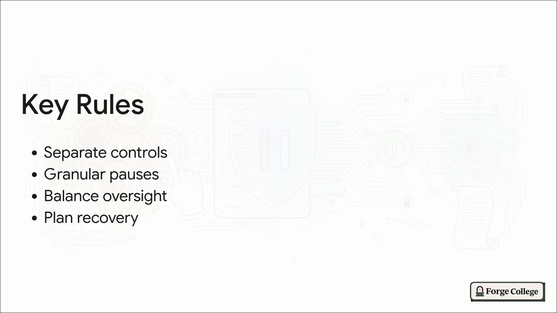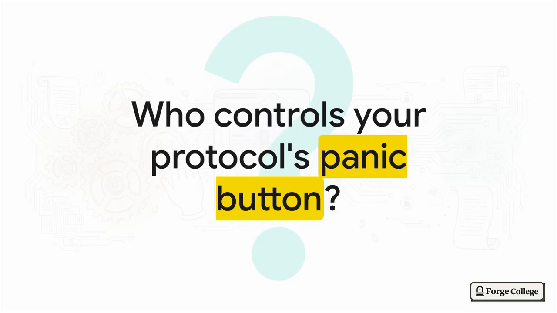Mastering these rules perfectly prepares you for our next lesson, which is all about designing emergency stop strategies. Which leaves us with this final, provocative thought to chew on today. When disaster strikes your protocol, who exactly controls your panic button? Is it a single admin, a decentralized autonomous organization, or maybe a specialized security council? It is a massive governance question, and it's one you absolutely have to answer before you deploy to mainnet.